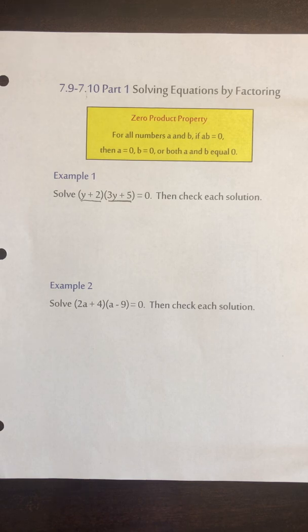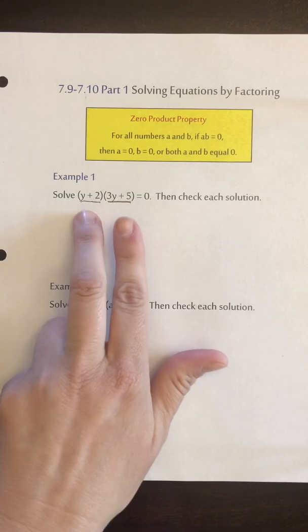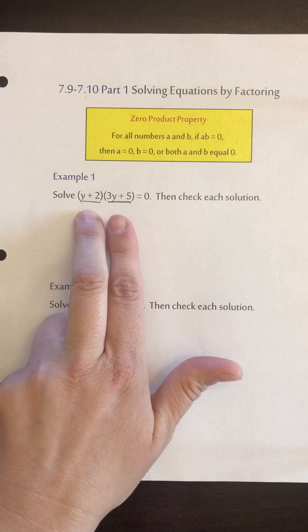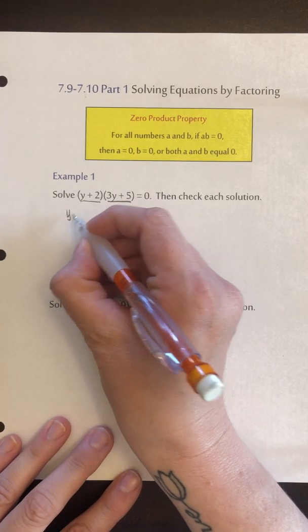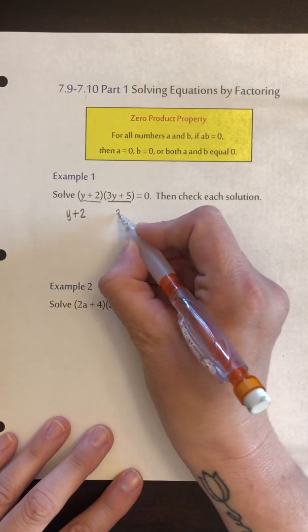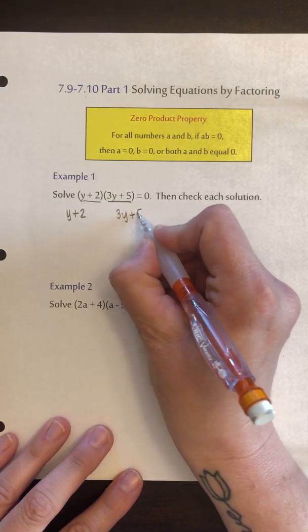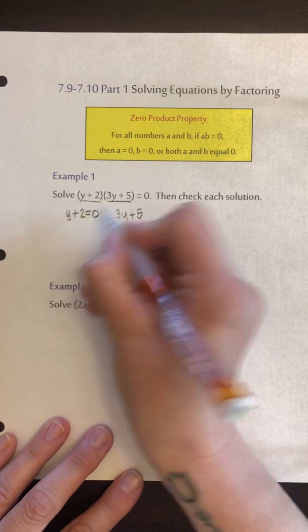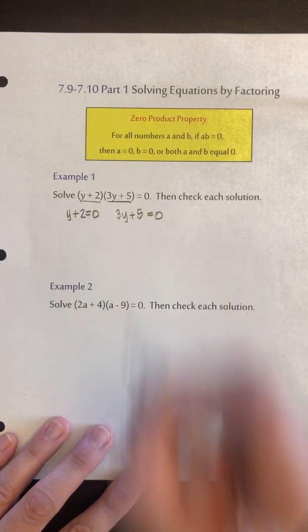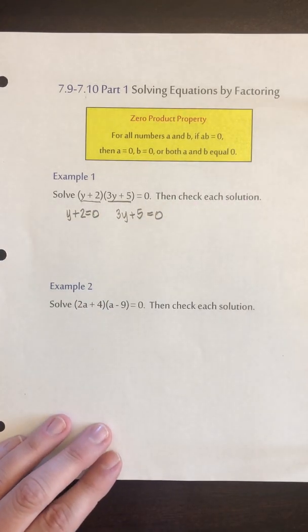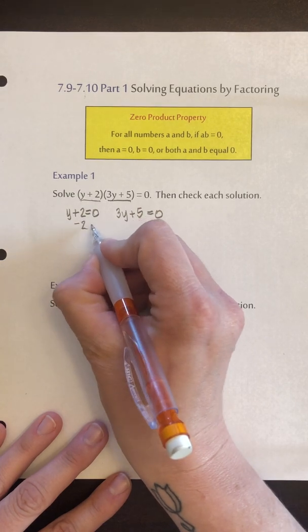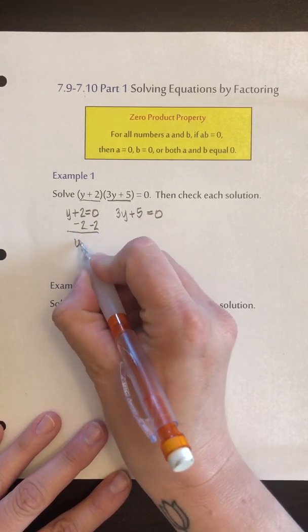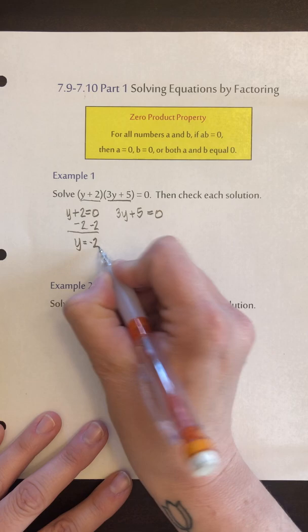Remember, I've been using the word factor in this chapter a lot. Factor means what are you multiplying together? Those are the 2 things that we're multiplying together: y plus 2 times 3y plus 5. So we're going to take each factor, and according to the zero product property, we're going to set them both equal to 0. We're taking each individual factor, setting it equal to 0, and then we're going to solve for y. So this first one's pretty easy. If we subtract 2 on each side, we're going to get that y equals -2.